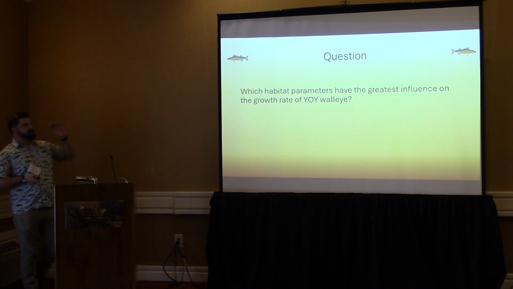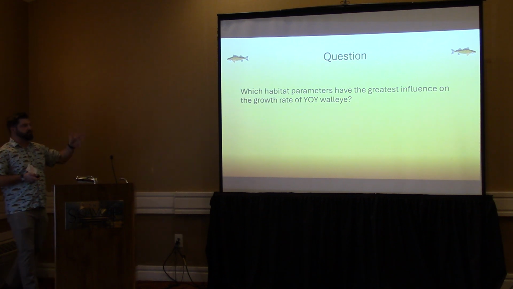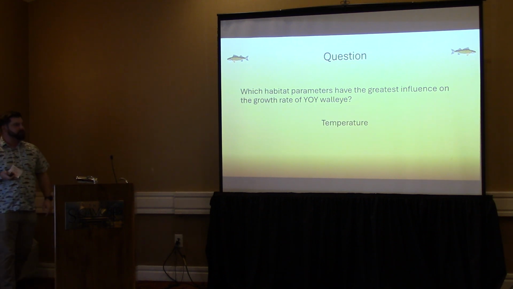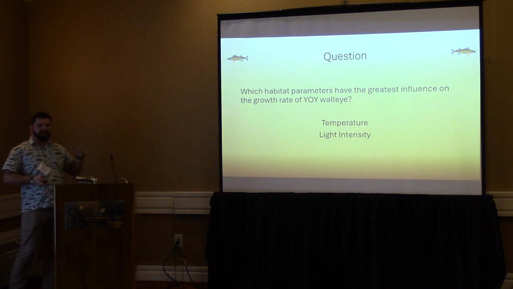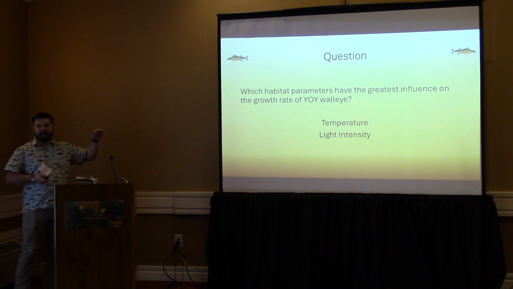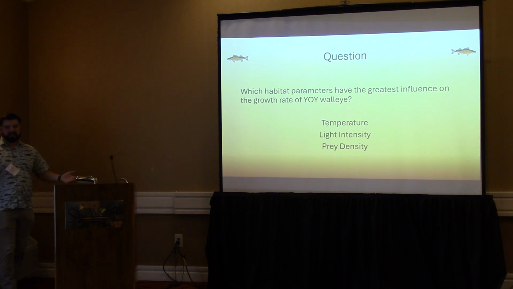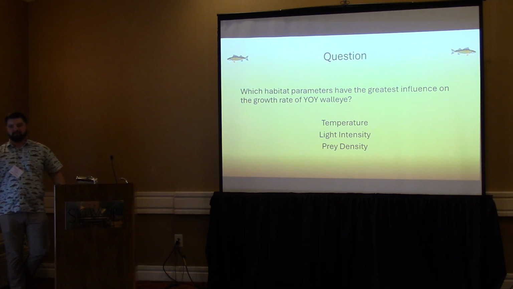Our main question was, out of various habitat parameters, what has the greatest influence on the growth rate of young of year walleye? The first thing we focused on was temperature, most likely the bioenergetic component. The second was light intensity, thinking about the optical habitat as well as the thermal habitat, and how important that is to both foraging and growth. Finally, prey density, which directly correlates to the amount of foraging and the energy density in that ecosystem.